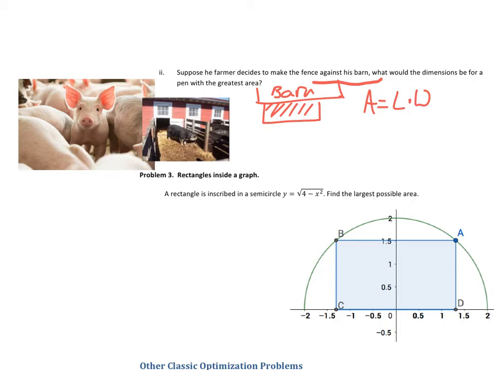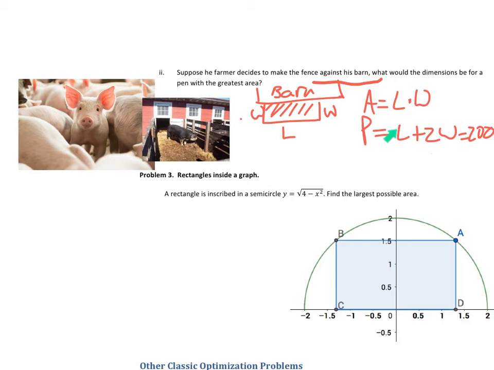And so the area here, the perimeter is not 2L plus 2W, but now we only have one length because the barn is there. So we have L plus 2W. We don't need a second length. Okay, so we have 1L plus 2W. And we want that perimeter to be 200. So there's our primary equation and our secondary equation.